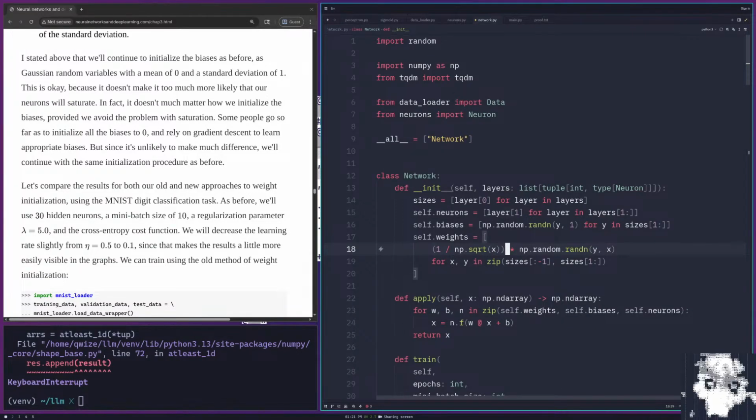But yeah, I don't know which one it should be. I guess when we're talking about the hidden layer, it should be the number of inputs. So it should be the 700 from the layer before.